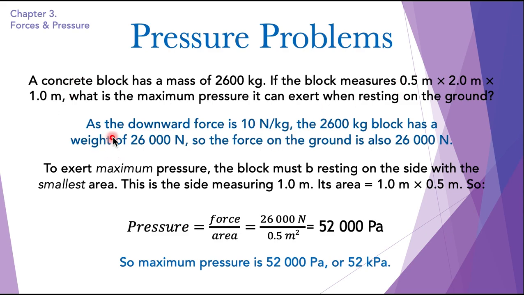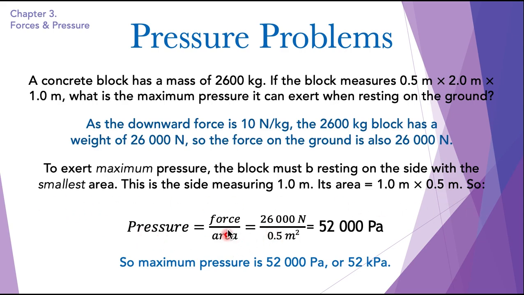Anyways, let's look at it now. As the downward force is 10 newtons per kg, the 2600 kg block has a weight of 26,000 newtons. What we just did is multiply the mass with the gravitational field strength to find the weight. So the force on the ground from the block is 26,000 newtons. To exert maximum pressure, the block must be resting on the side with the smallest area. This is the side measuring 1 meter by 0.5 meter.